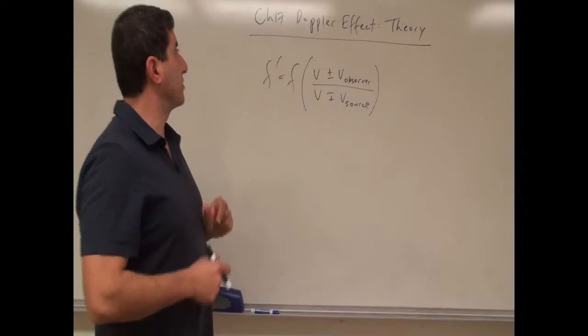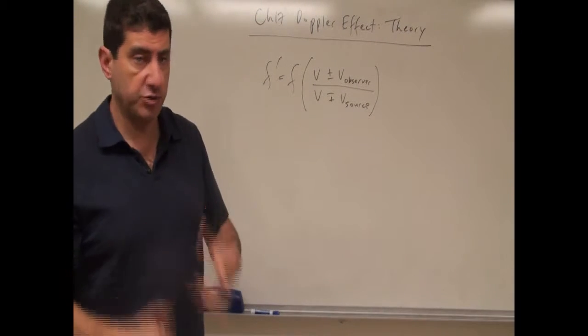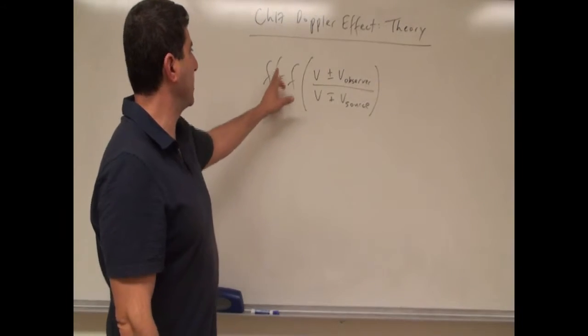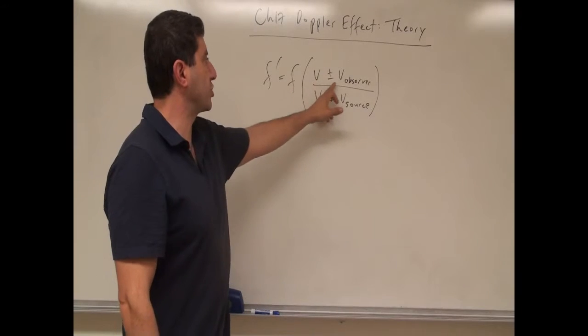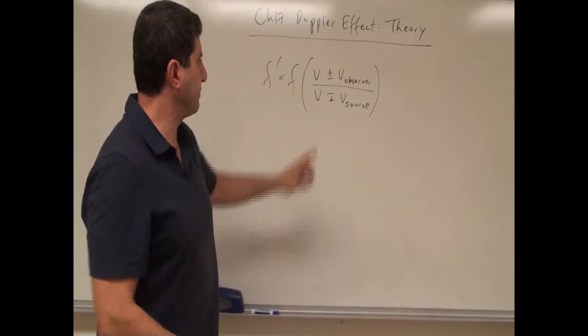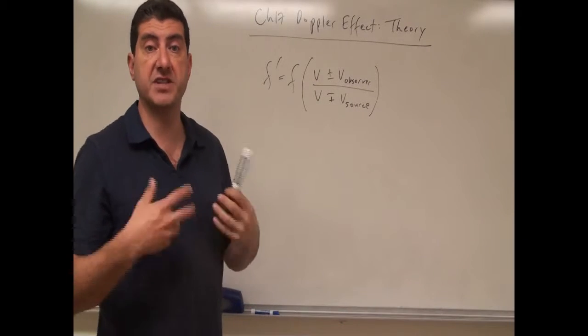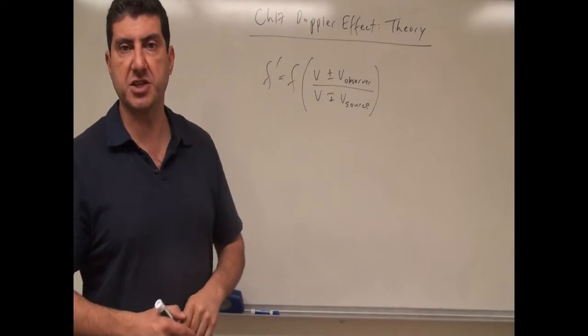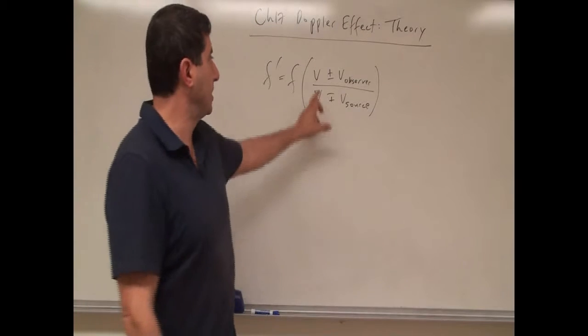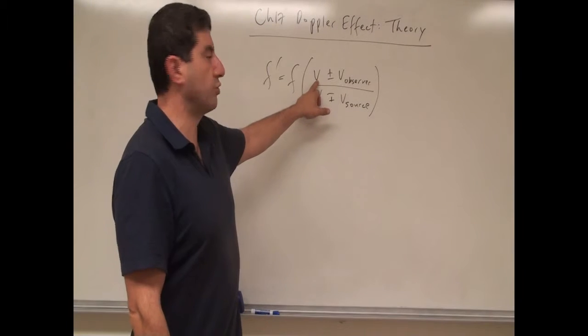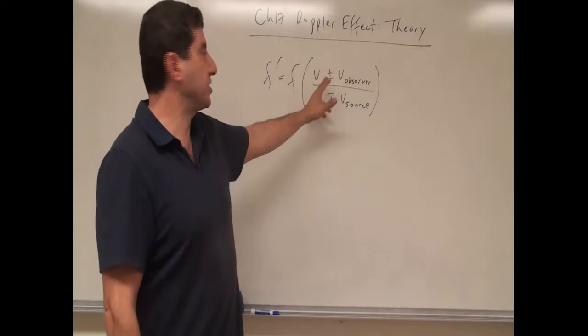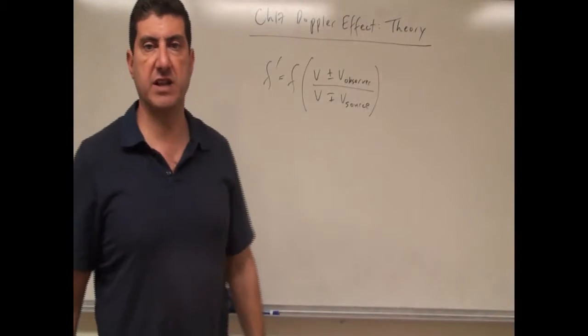Welcome back. We're now going to cover chapter 17, Doppler Effect theory, and the equation for the Doppler effect is f prime is equal to f times (v plus or minus v observer) divided by (v minus or plus v source). The v here means the velocity of the sound in the medium. In this case it's air, but it could be any other medium. So instead of calling it v of sound, we'll just leave it as v and just know that that's the velocity of sound.